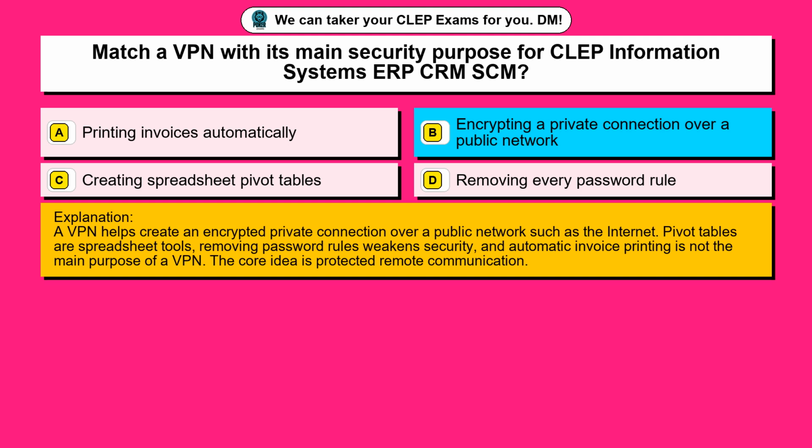A VPN helps create an encrypted private connection over a public network such as the Internet. Pivot tables are spreadsheet tools. Removing password rules weakens security, and automatic invoice printing is not the main purpose of a VPN. The core idea is protected remote communication.